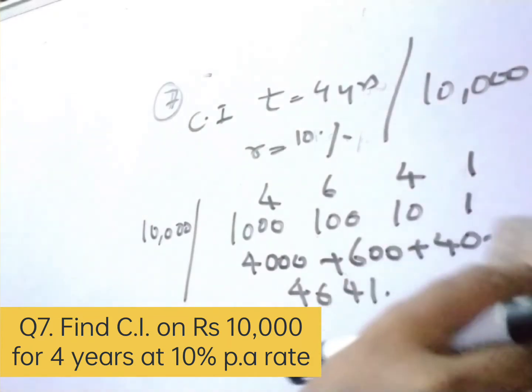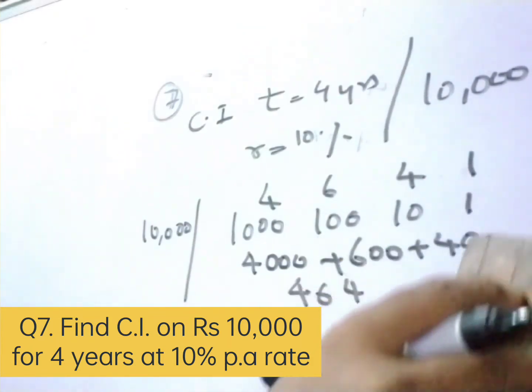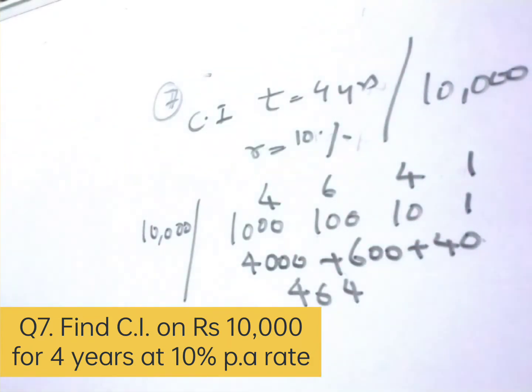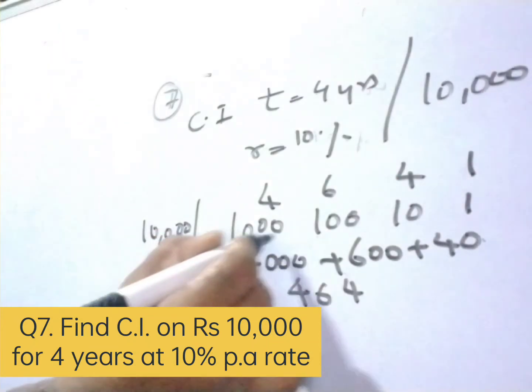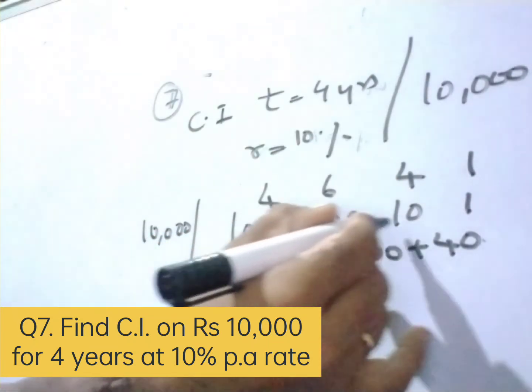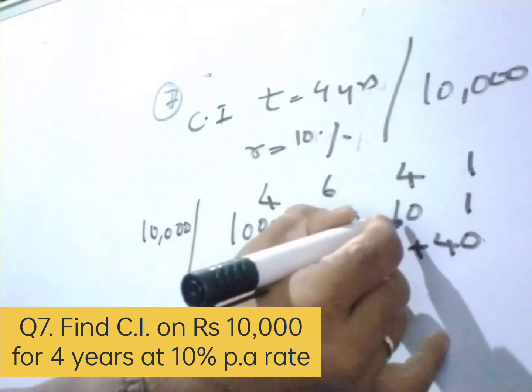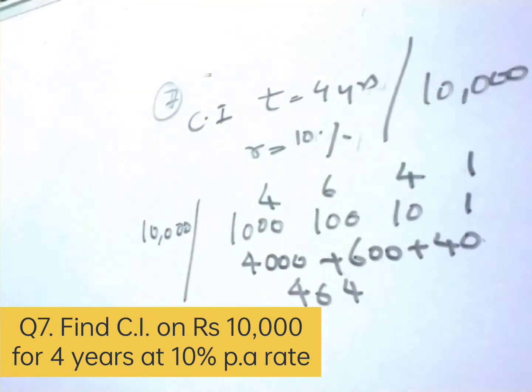Here one thing we have to do. For 10,000, 10% is 1000, then 100, 10, and 1.